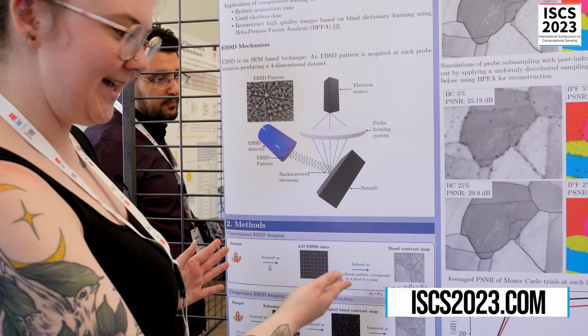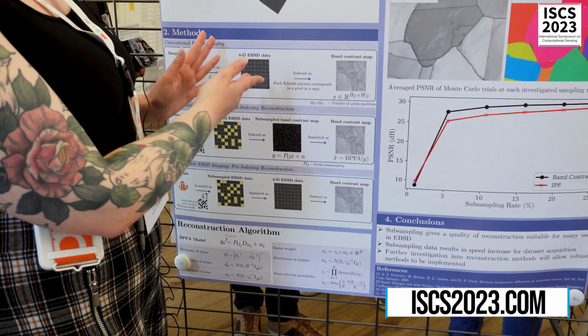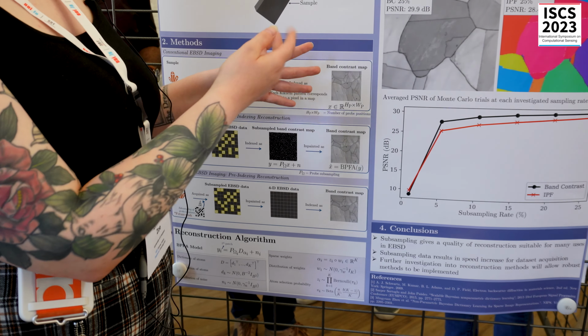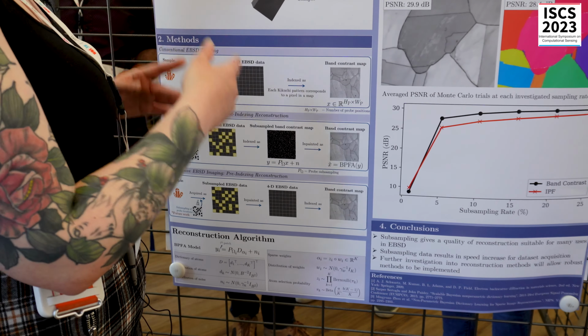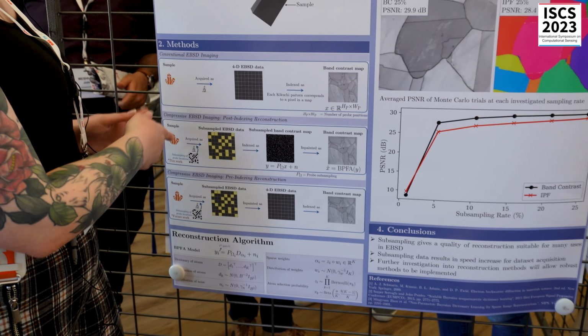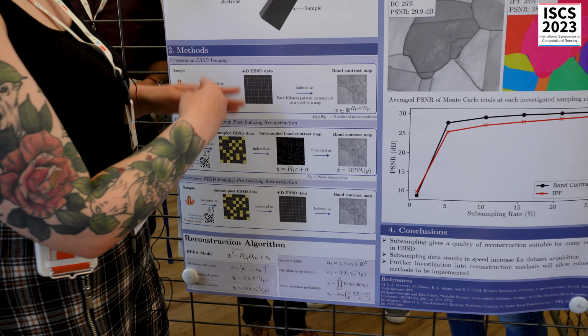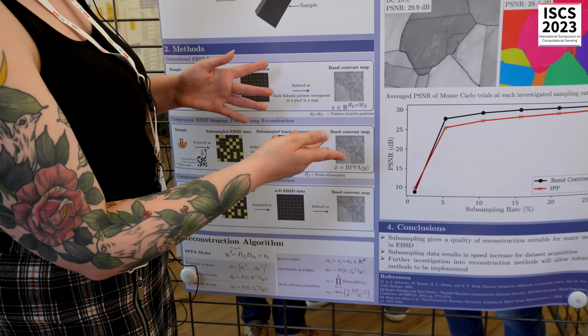When we look at our mechanism, we have our sample, we acquire a four-dimensional data set, we index our EBSD patterns, and we produce a series of map layers. When we look at probe subsampling, we change how we work with that. So we take our sample, we get a subsampled set of EBSD data, and we produce our subsampled map layer, and we can then inpaint the map layer using BPFA.